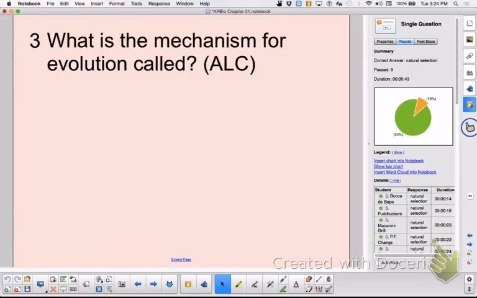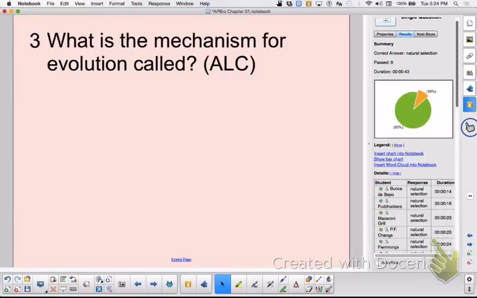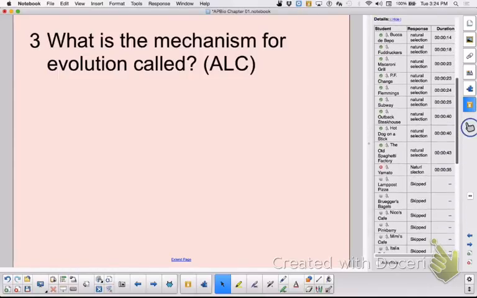Okay, not waiting anymore. Good, a bunch of you got it. Natural selection. I bet the ones that missed it just don't know how to spell. Natural selection. Okay, good.